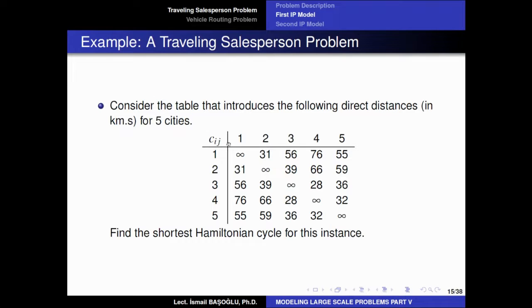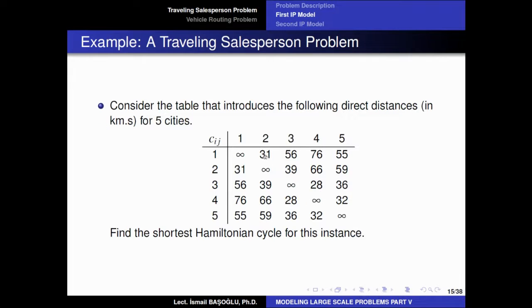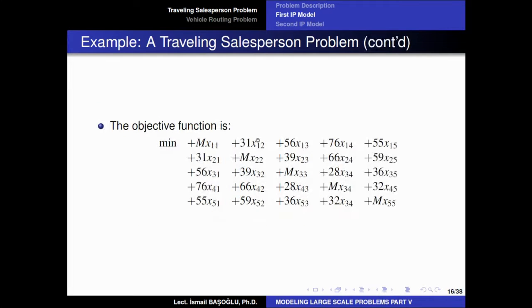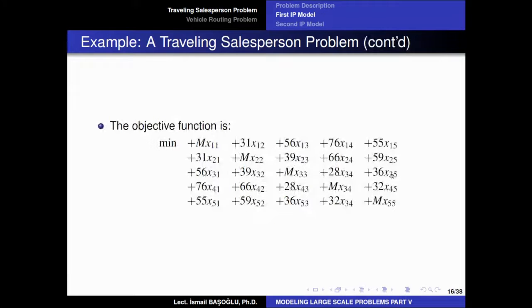Okay, so we have 5 cities to visit, and we need to develop the mathematical model for this problem. Our objective function is basically the distance matrix times the piecewise multiplication of the decision variable matrix. So we are going to multiply the corresponding binary decision variables that belong to each edge in every direction with the regarding distance. So we multiply x11 with big M, x12 with 31, x13 with 56, and so forth. So I have 25 decision variables in this model for 5 cities, and this is just going to be my objective function to minimize.